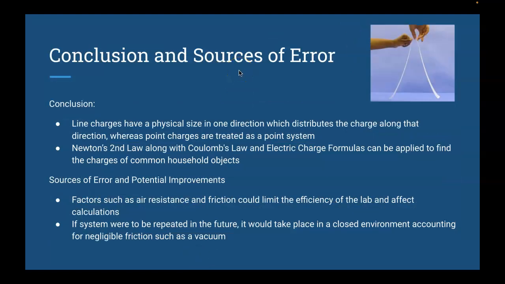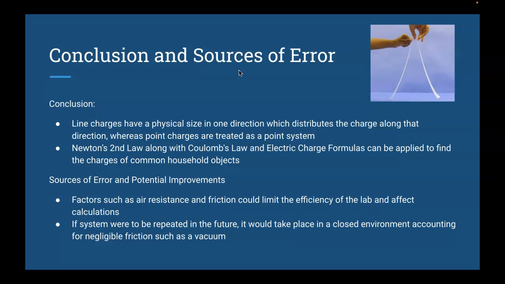In conclusion, we determined that line charges have a physical size in one direction which distributes the charge along that direction, whereas point charges are treated as a point system. Newton's second law, along with Coulomb's law and electric charge formulas, can be applied to find the charges of common household objects.